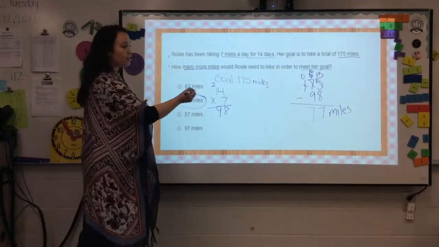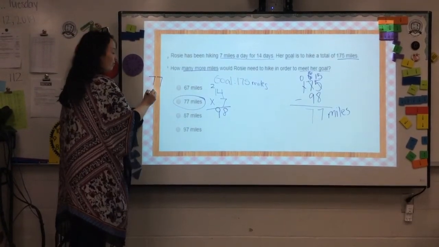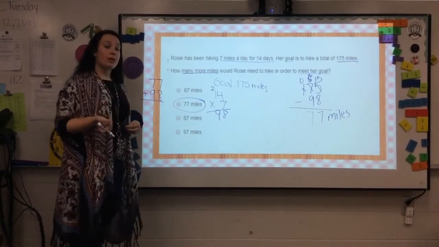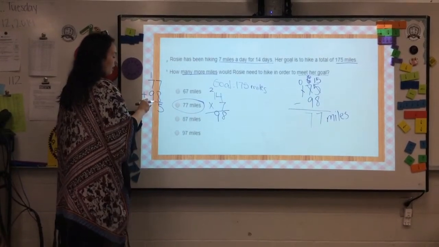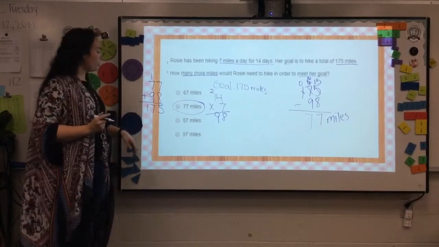So if I wanted to make sure that my subtraction was right, I could say 77 miles left to go, plus the 98 we've already done, and it should equal our 175. So 7 plus 8 is 15, 9 plus 1 is 10, plus 1 is 11, 17... 175 miles. It checks out.